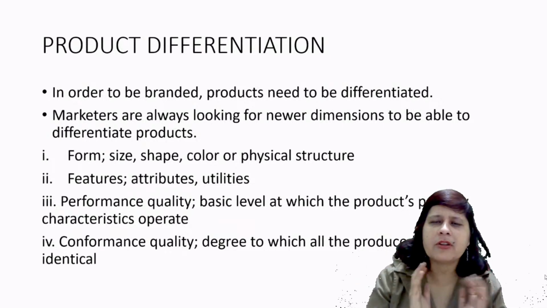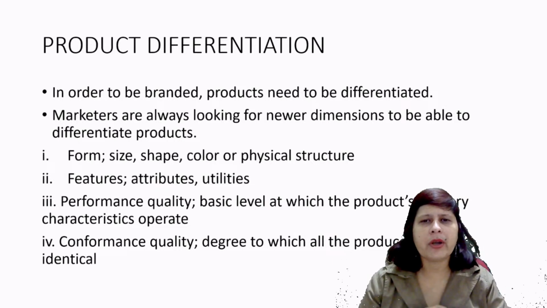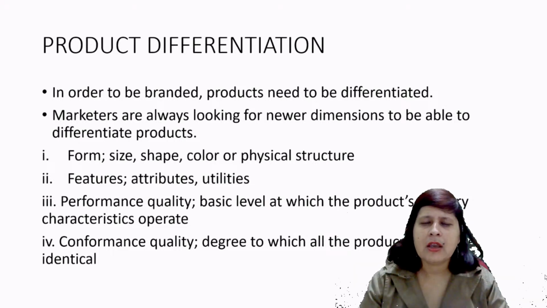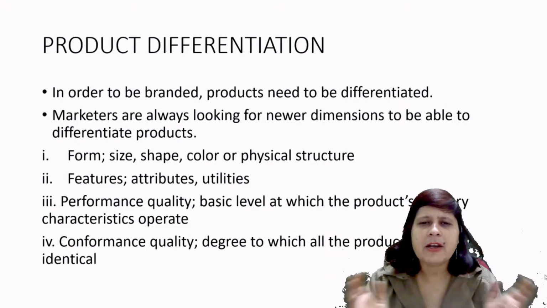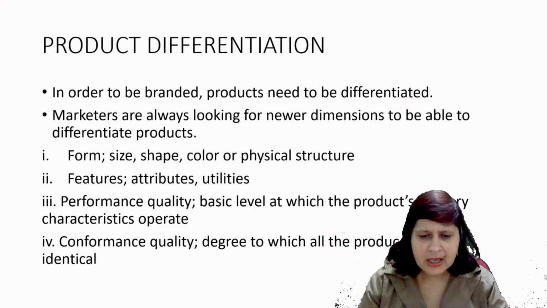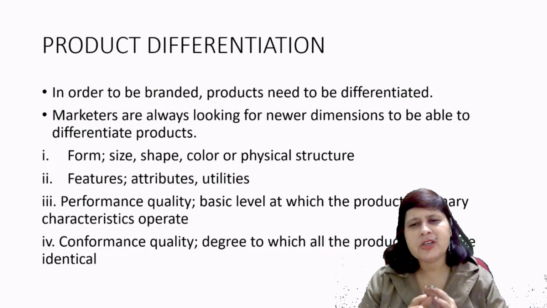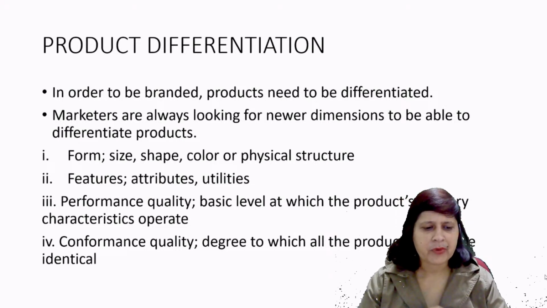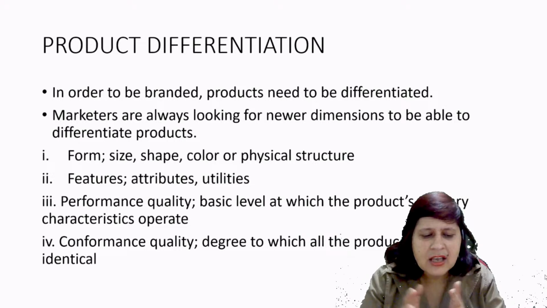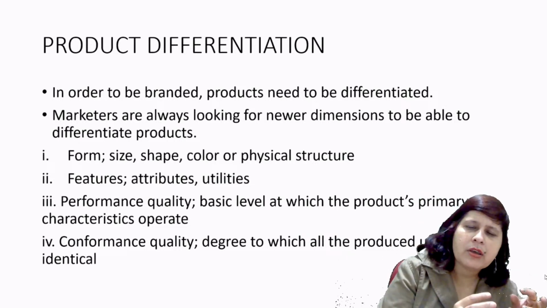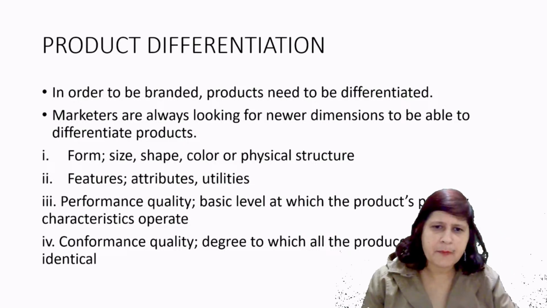You differentiate your product on the basis of services, that service centers are available throughout India, anywhere. You differentiate your product on the basis of the price of spare parts and the availability of spare parts, right? So the basic level is the performance quality, the level at which the company's product's primary characteristics operate. Then conformance quality, the degree to which produced units are identical. That is, whether you are giving a good quality product. Your quality differs from the similar type of product available in the market.